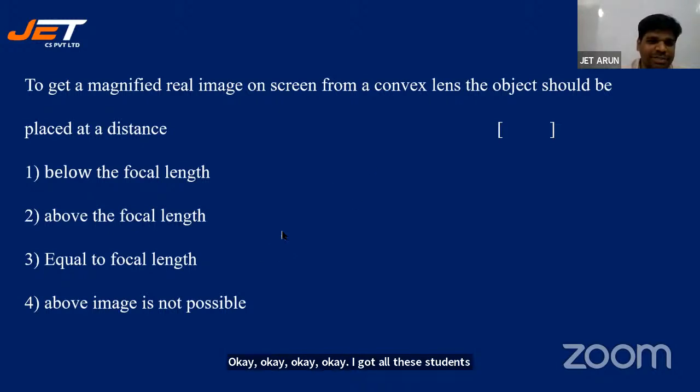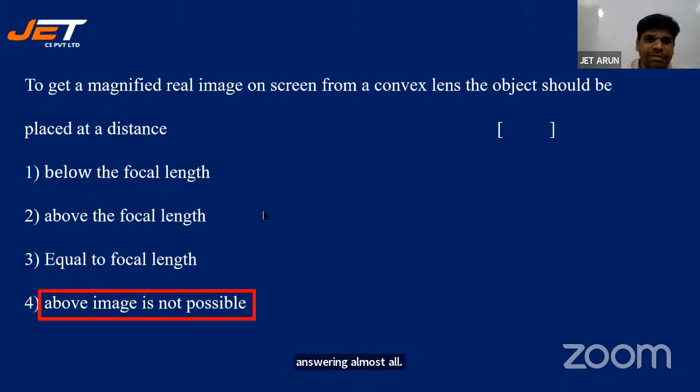Okay, let's look at the key, students. Below the focal length, no, you will get a virtual image. Equal to focal length will give you the image at infinity. So it's supposed to be above the focal length, students. Okay, it's my bad here. The fourth option is wrong, students. It's above the focal length. You people are right.